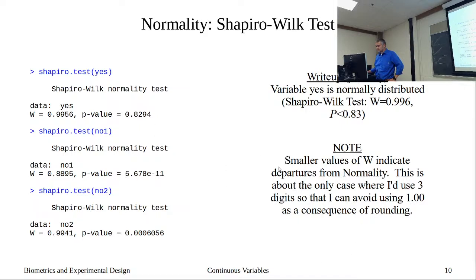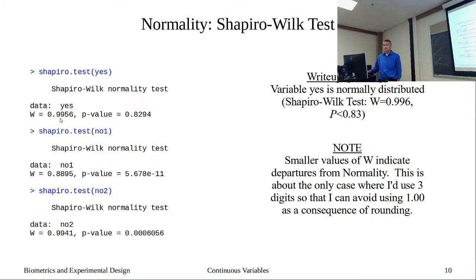So I do have here an example write-up. And I make the note here: smaller values of W indicate departures from normality. The p-value gives the probability that we would get a value like that just from random chance if we actually were normally distributed. So you can see why it's less important what the W value is, because the more data points that we have, the higher the cutoff is for when we reject it.